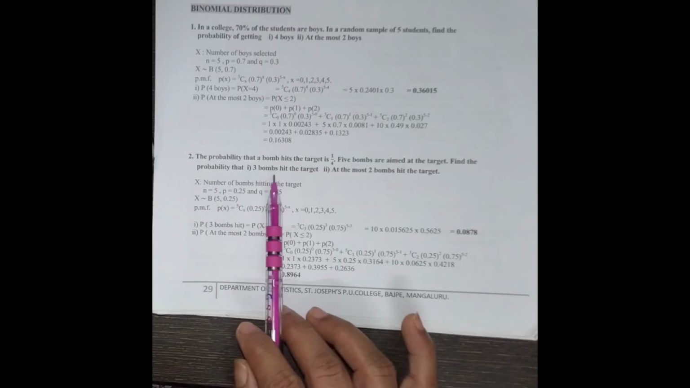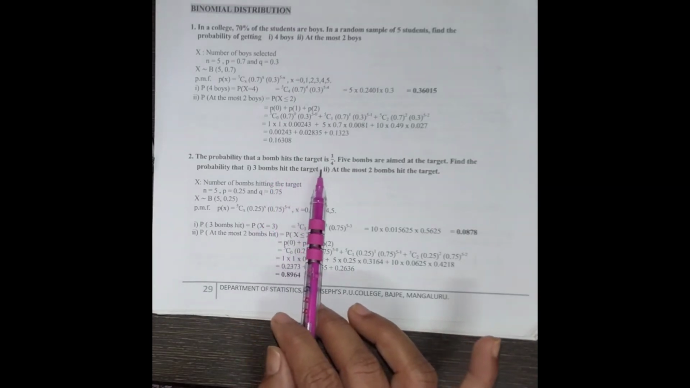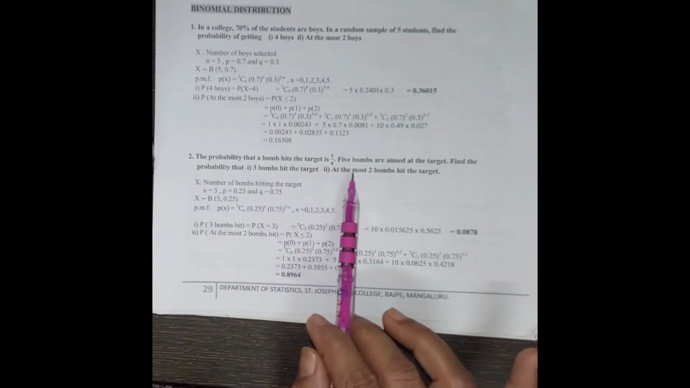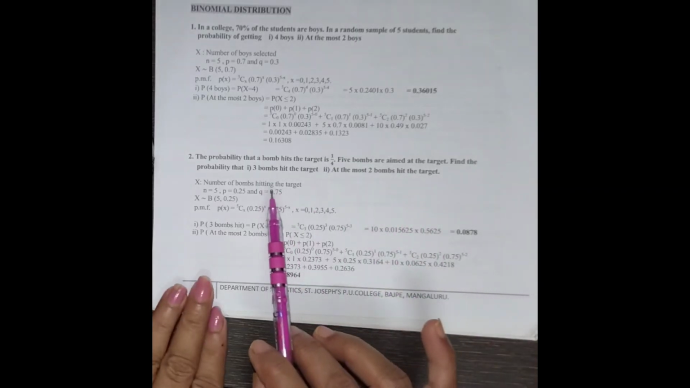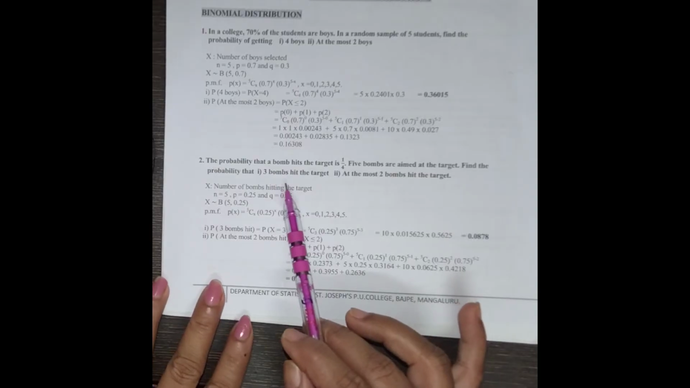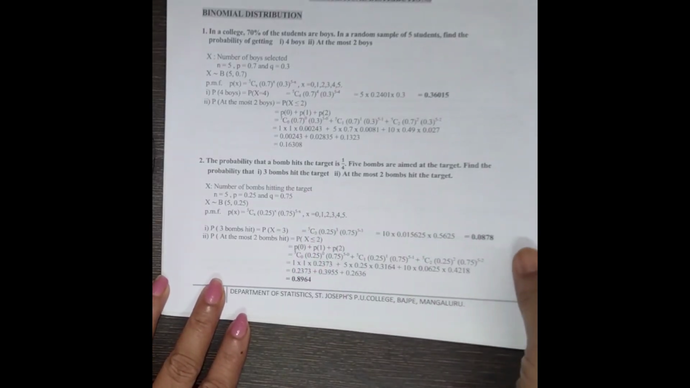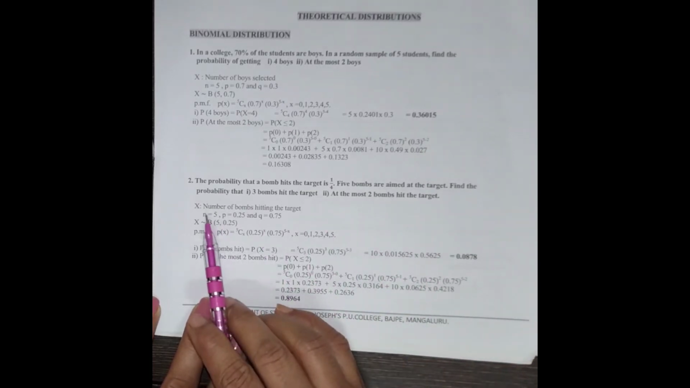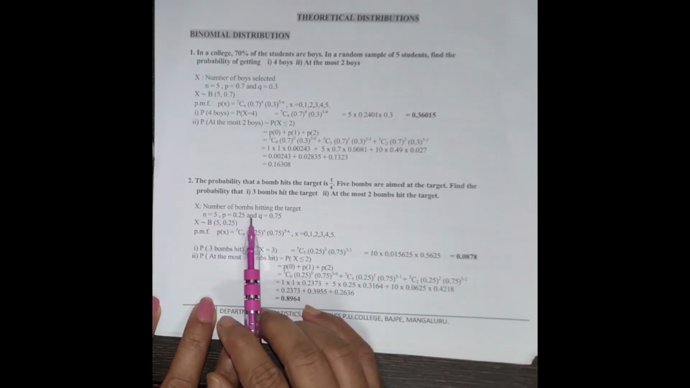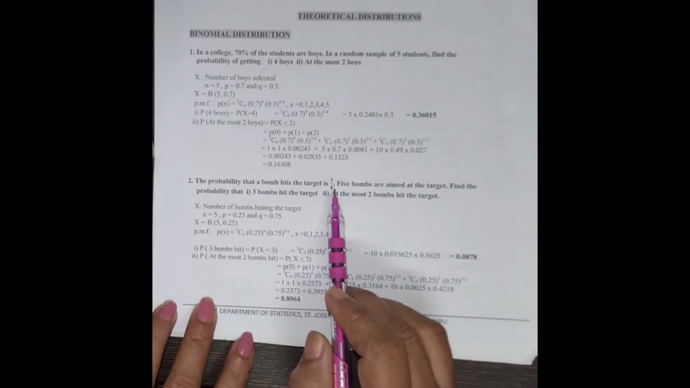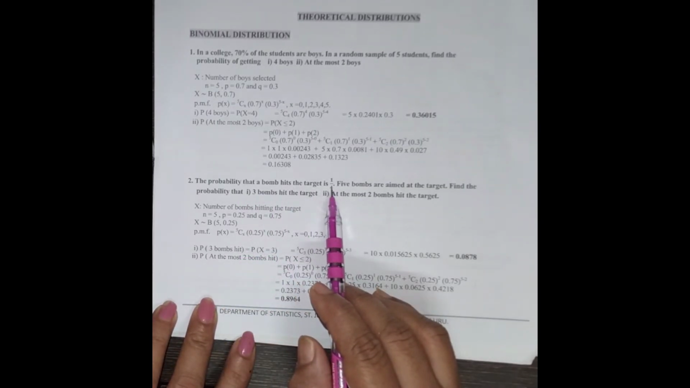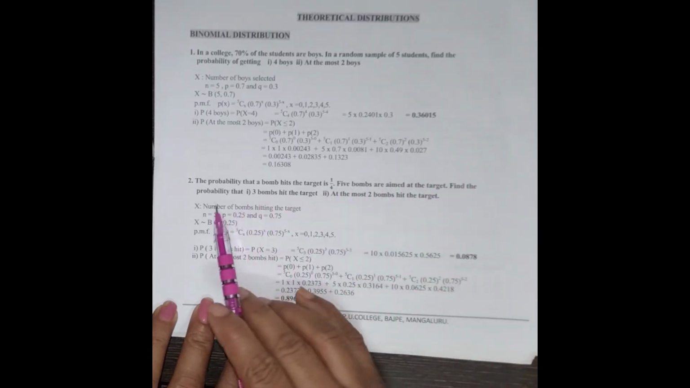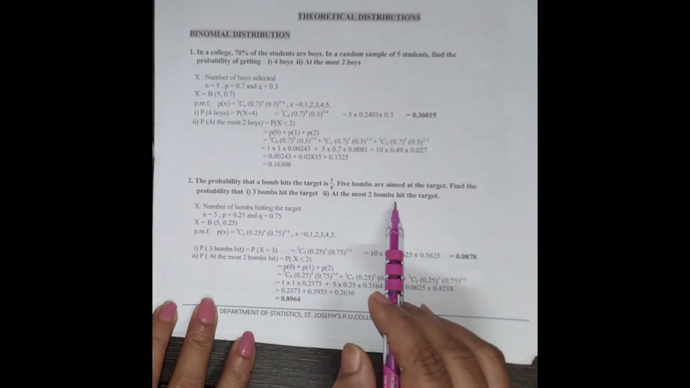The probability that a bomb hits the target is 1/4. 5 bombs are aimed at a target. Find the probability that 3 bombs hit the target. At the most, 2 bombs hit the target. Okay. Then x is equal to the number of bombs hitting the target. Here the probability that a bomb hits the target is 1/4, is given. Okay. Find the probability that this one.